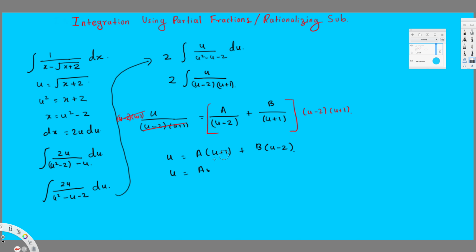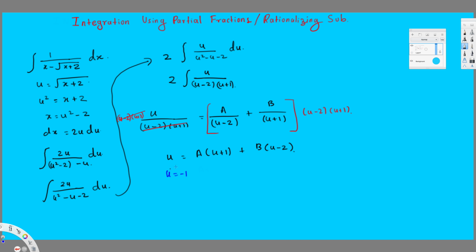What we can do, we can pick a number that can eliminate one of these. So for example, if I pick a negative 1 for u values, like, let's do this, let's use a different color. So if u is equal to negative 1, what's going to happen? This one will be eliminated, right? Minus 1 plus 1, 0. So A will be eliminated, we can calculate the B. So let's do that approach.